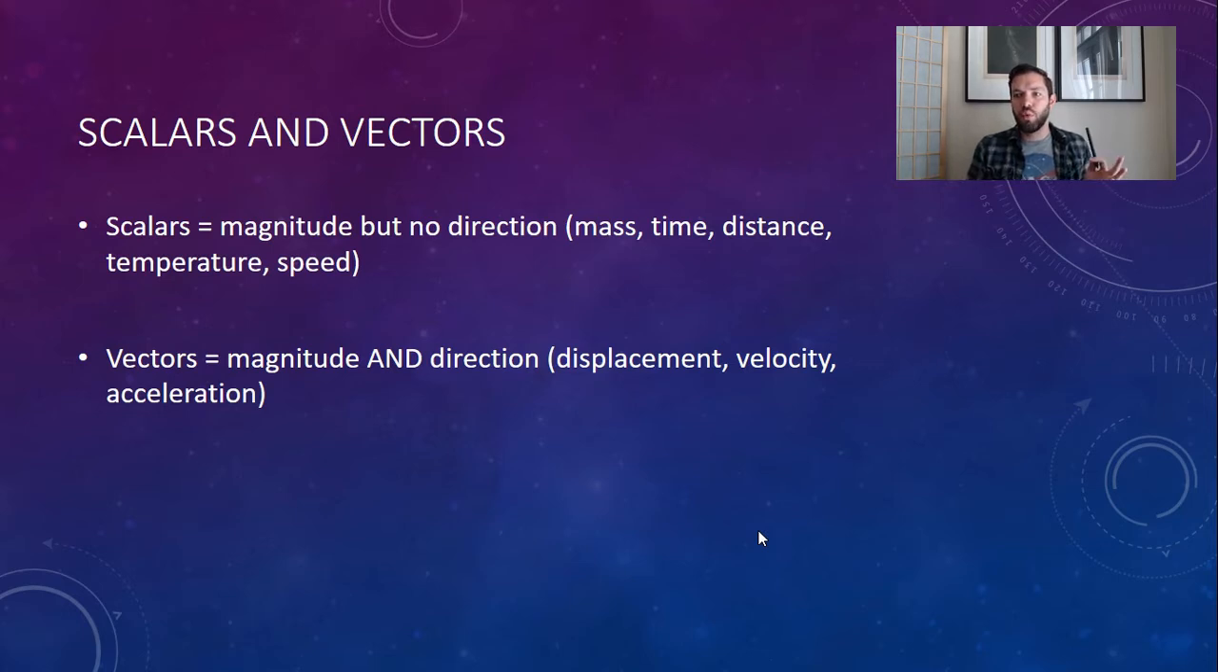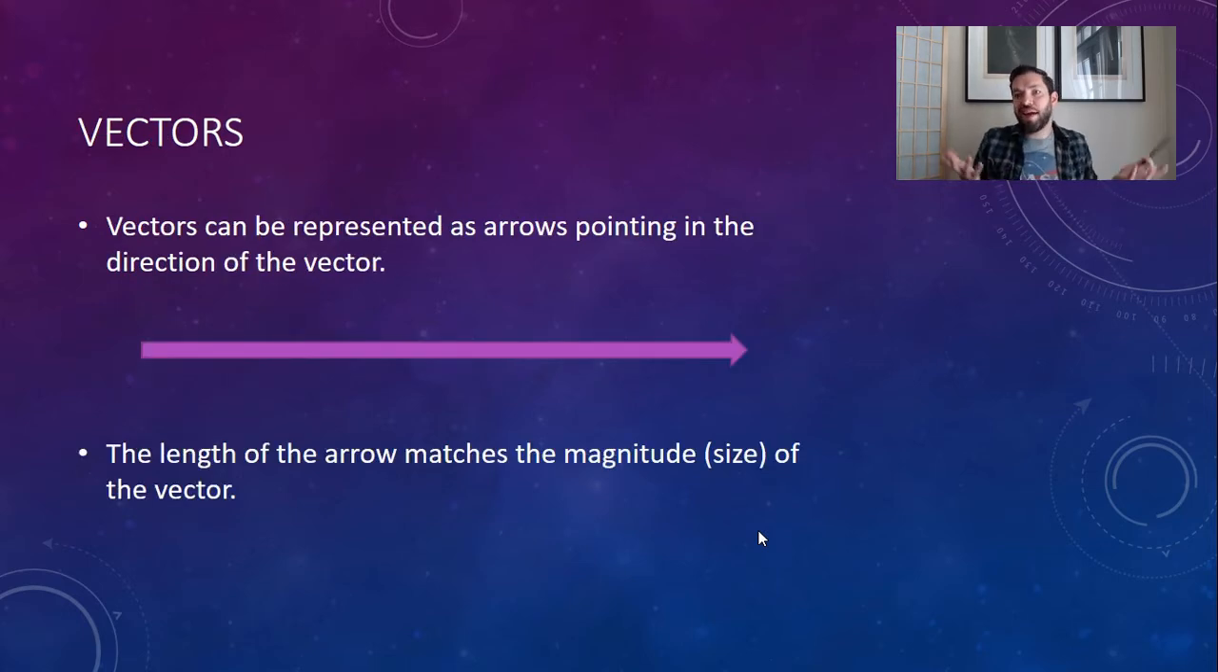So we can represent these actually as arrows. We just draw the arrow going in the same direction as a vector. So if you have acceleration for gravity, 9.8 meters per second squared going down towards the center of the Earth, you can just draw an arrow for your acceleration vector pointing straight down. The length of the arrow is going to match the magnitude or the number of the vector. So a faster velocity would have a longer arrow than a slower velocity.